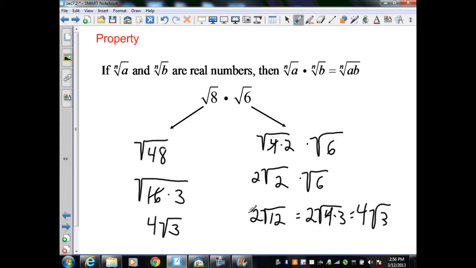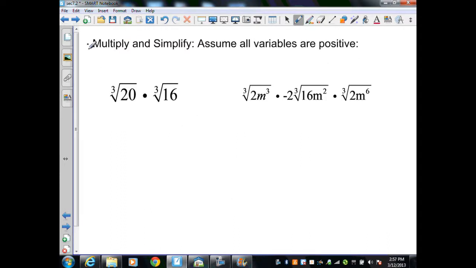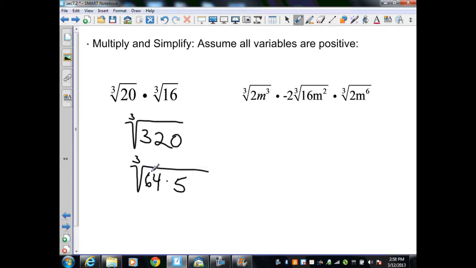It may have taken a couple more steps, but this procedure might be well used when my numbers are quite large. In this example, I want to multiply and simplify. Assume all variables are positive. Here I have the cube root of 20 times the cube root of 16. So I have like indexes, so I'm going to multiply the radicands together and put them under the same index. So that's the cube root of 20 times 16, which is 320. And if I can split this up into a perfect cube, it's the cube root of 64 times 5. Then I can perform the operation. The cube root of 64 is 4, so 4 cube roots of 5. In this case, it might be easier to simplify each first, then perform the product.